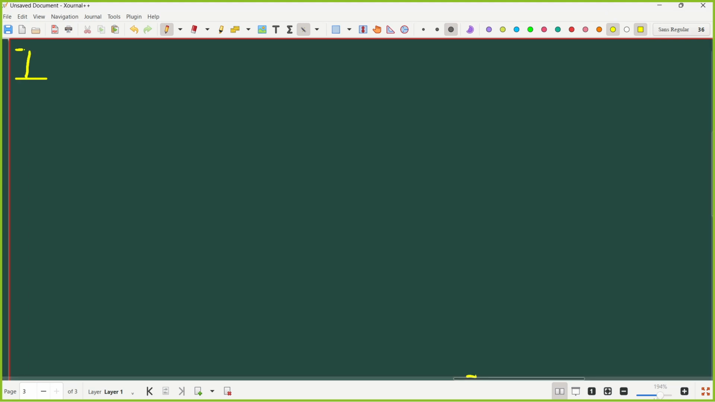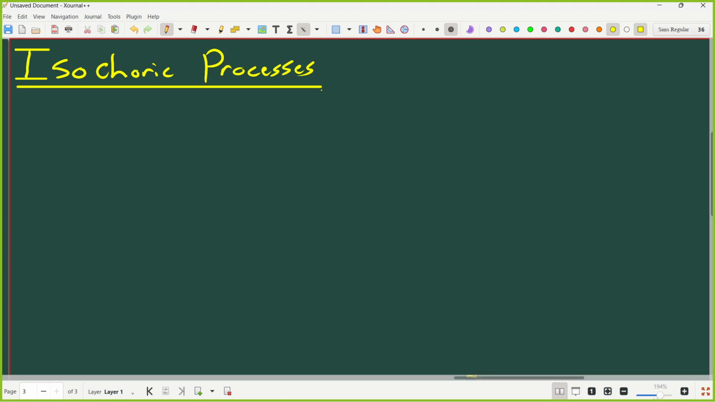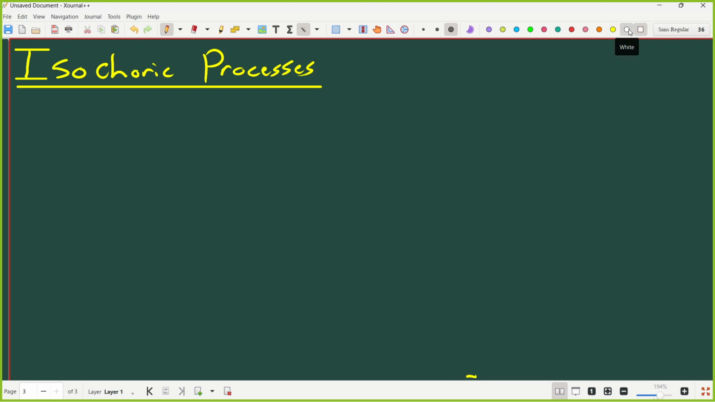is what's called an isochoric process. Does anyone know what an isochoric process is? Anyone ever heard that term before? It's kind of a less common term. But choric means, I forget what it means in Latin off the top of my head. These are constant volume processes. So when we say something that's constant volume, that's something that's isochoric. So this is dV equals 0.